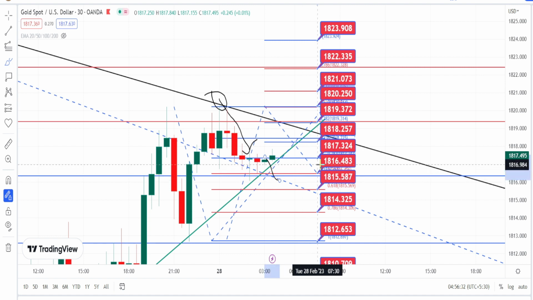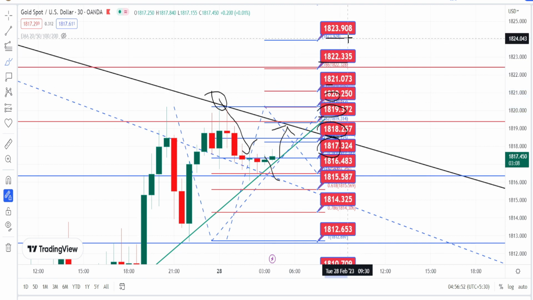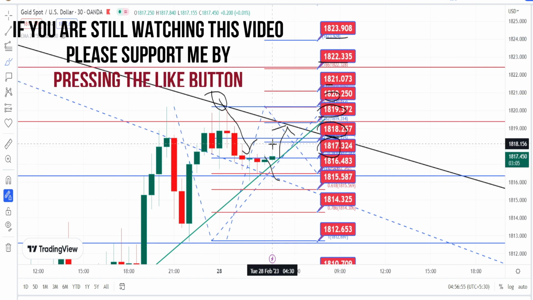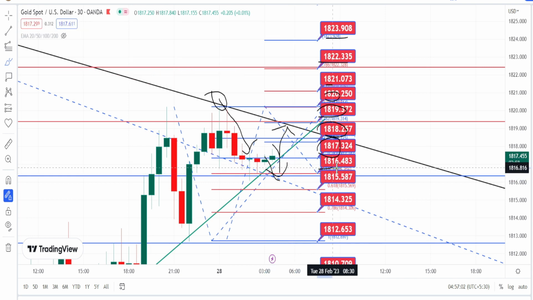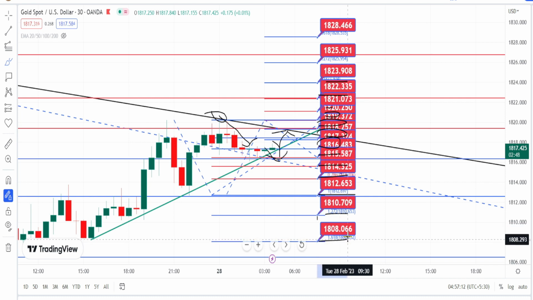Currently the price action is trading between the support level of 1817 and the resistance level of 1818. If the bullish side retracement continues, the next levels of resistance are going to be around 1819, 1820, 1821, 1822 and 1823. And if the price action breaks this trend line from the hourly time frame and continues its bearish side retracement, the next levels of support are going to be around 1816, 1815, 1814, 1812, 1810 and 1808.